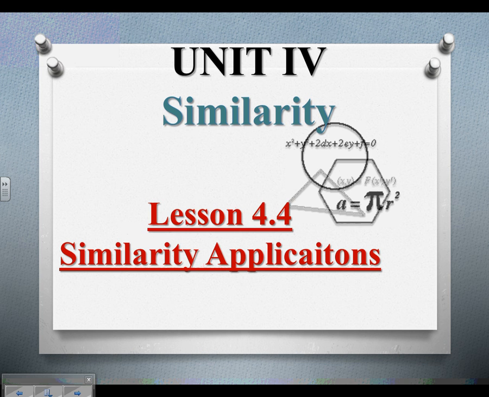Students, this is our last preview note of the year, lesson 4.4, similarity applications. We finally get to see what people actually do with this.